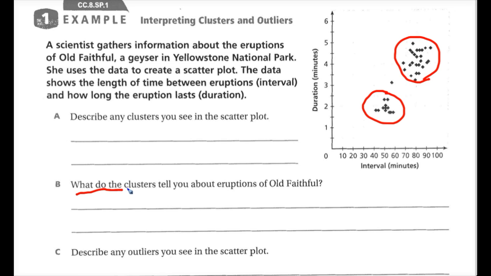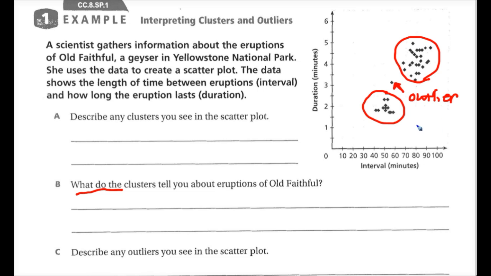Next is, what do the clusters tell you about the eruptions? So that's up to you. And a little bit of what I said for A could follow into B. You wouldn't have the same exact answer, but they are definitely related. C says, describe any outliers you see. This little guy right here is an outlier.